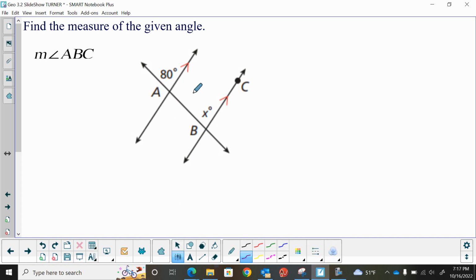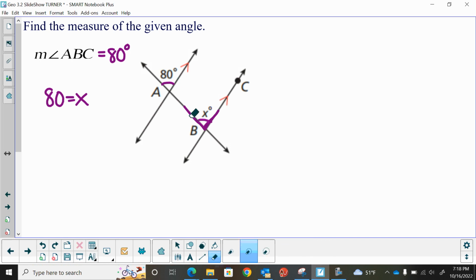So anytime you see parallel lines and transversals now, you're going to automatically think corresponding angles. If you see them, mark them congruent. So then what does congruent mean? It means they're equal. So 80 would equal X. And because we're looking for the measure of angle ABC, which is X degrees, then the measure of angle ABC is also 80 degrees.